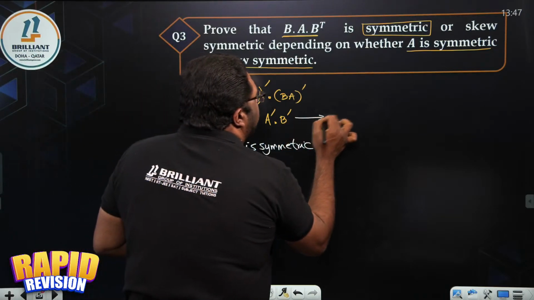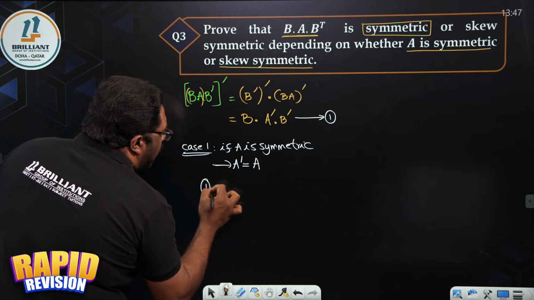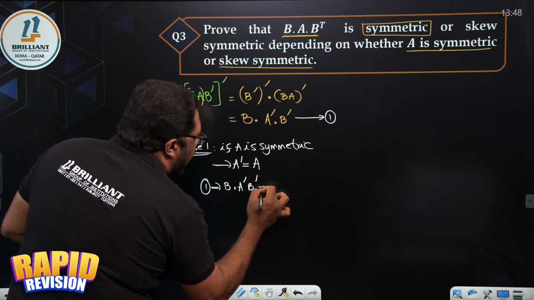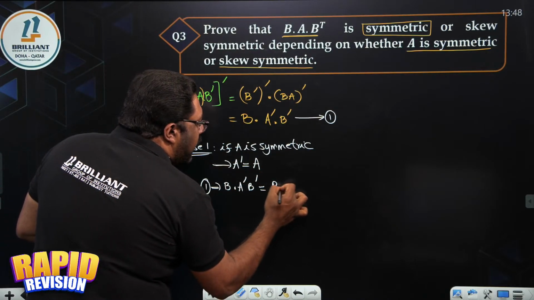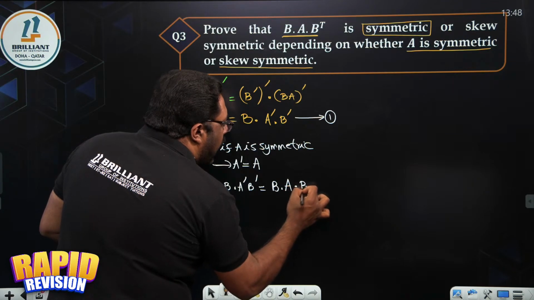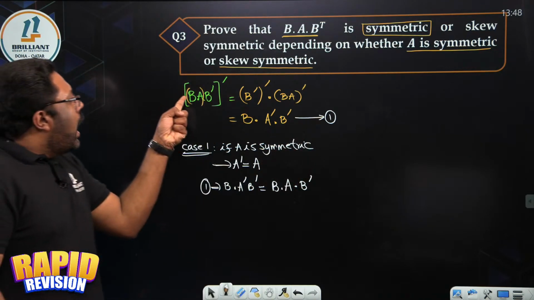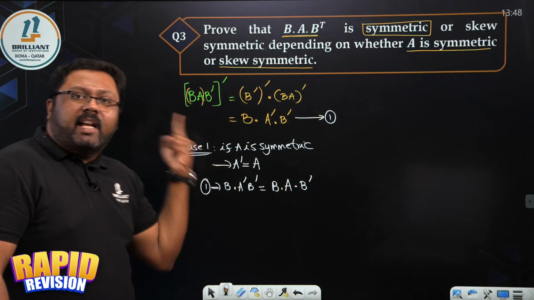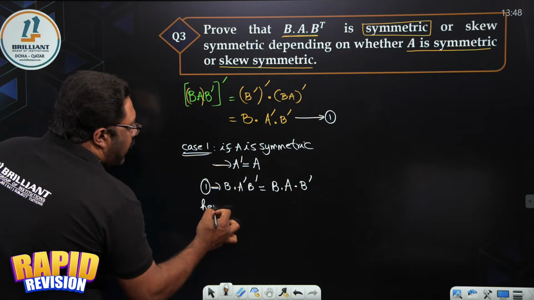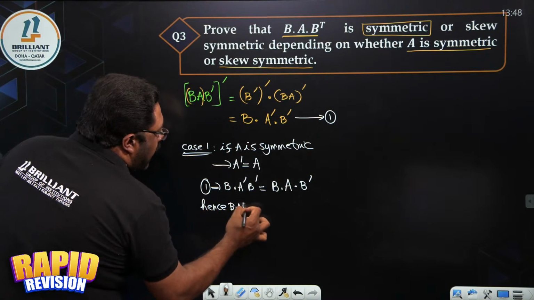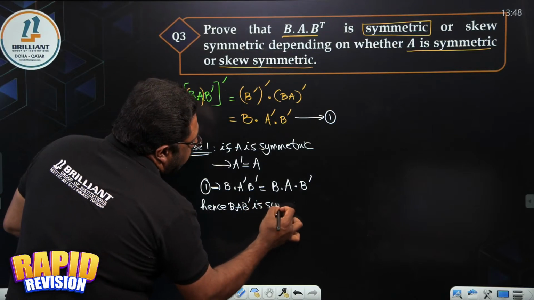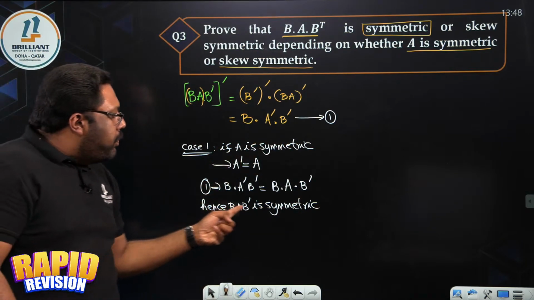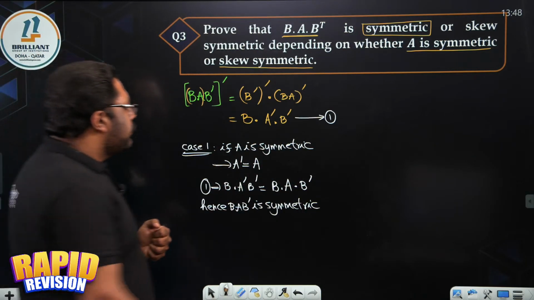Now what will happen to equation number 1 now? So equation number 1 is actually B A dash B dash, which can be replaced as B A B dash. So I took B A B dash, the whole transpose, and I got B A B dash back. Hence, from this I can conclude B A B dash is symmetric. So if A is symmetric, B A B dash is symmetric.